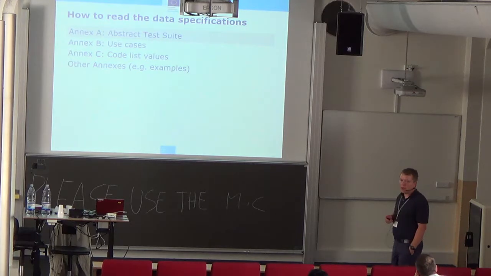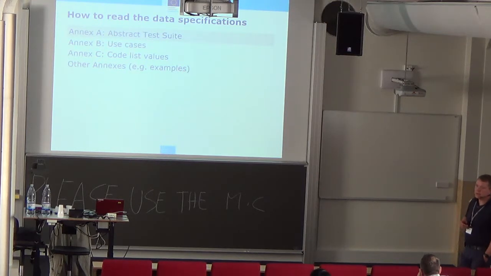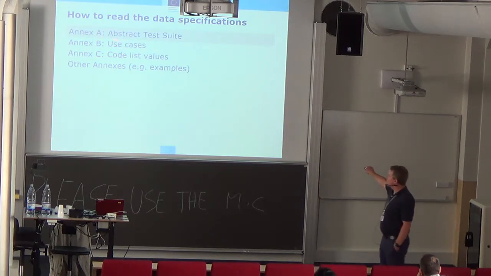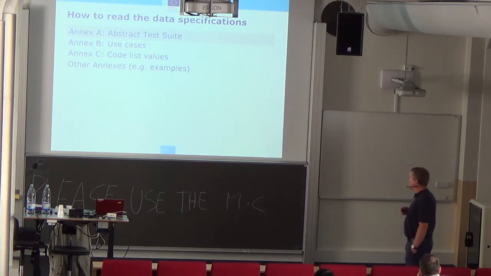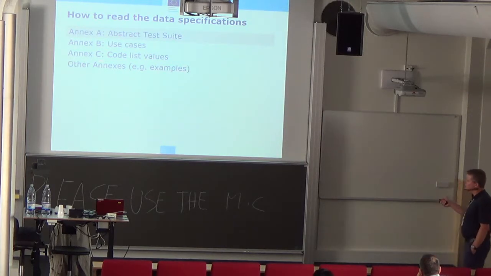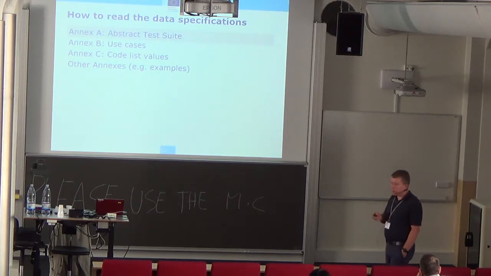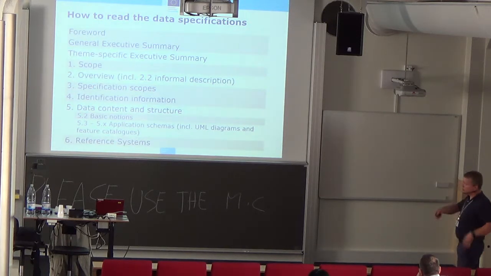And then there are some annexes in the data specification. We can say Annex A is a normative annex. It's an abstract test suite. And we also have some annexes which are more informative, like use cases, Annex C with code list values, and you can have other annexes D, E, F, and so on, with some particular examples.